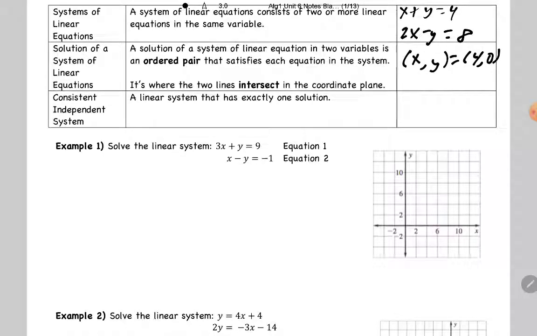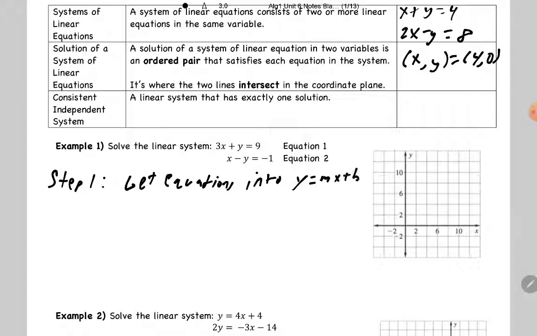So let's do an example here. Solve the linear system: 3x plus y equals 9, and x minus y equals -1. Those are our two equations. So step 1, if we want to solve this by graphing, get the equations into slope-intercept form, which is y equals mx plus b form.